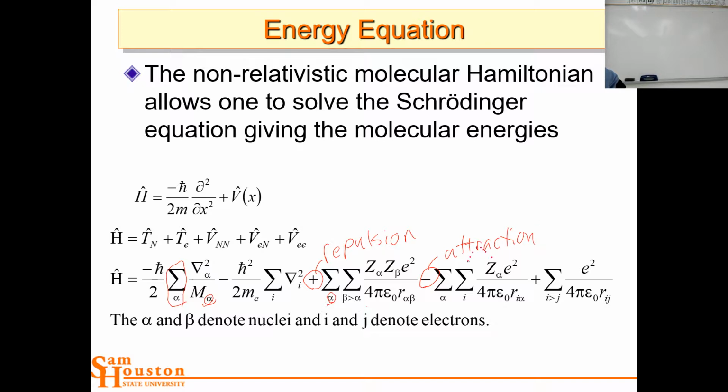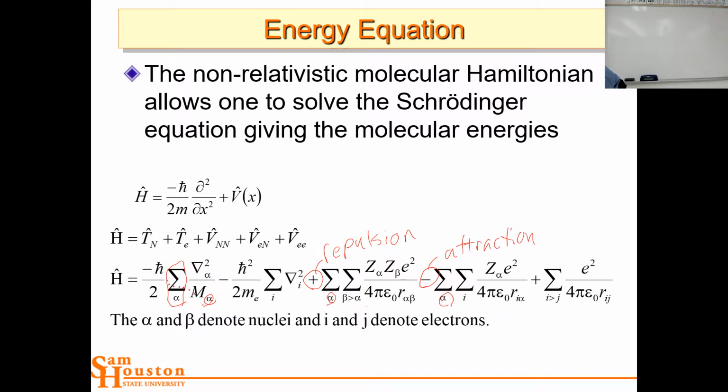And you pick a nucleus, and then you cycle through the electrons. And so you say this is the attraction of the electrons to this nucleus, and then you pick a different nucleus. This is the attraction term for all the other electrons to this nucleus. And so you have a nested loop for the attraction term. You have an attraction term here. Actually, both of these are the kinetic energy terms.